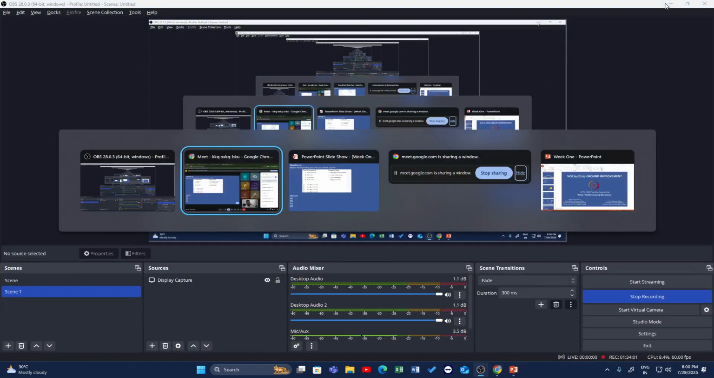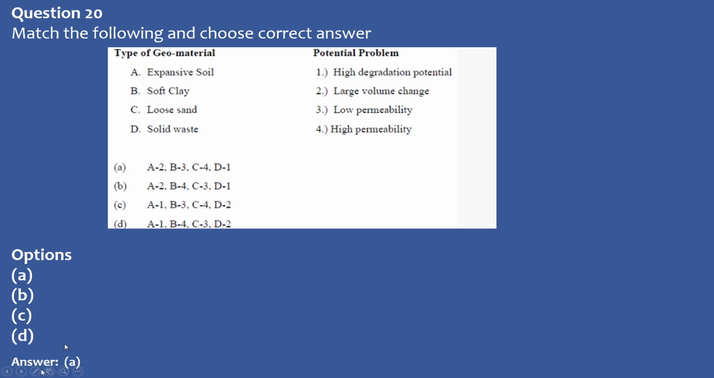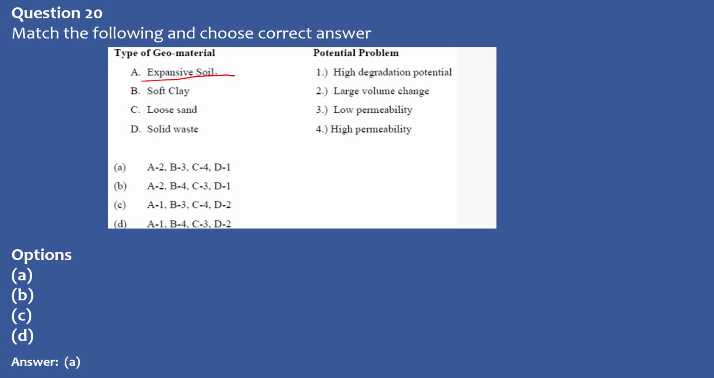So let's check the answer. The correct answer is option A. I think some of you have also given the answer in the chat box. Let's see how it works. Let's go with the expansive soil. Expansive soil, by the name itself, suggests that it basically expands. So there's a large volume change you can expect. So the problem associated with it is this.